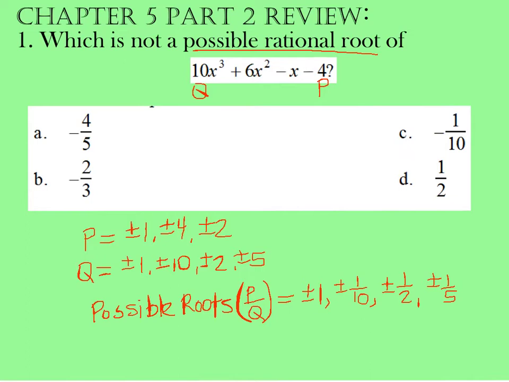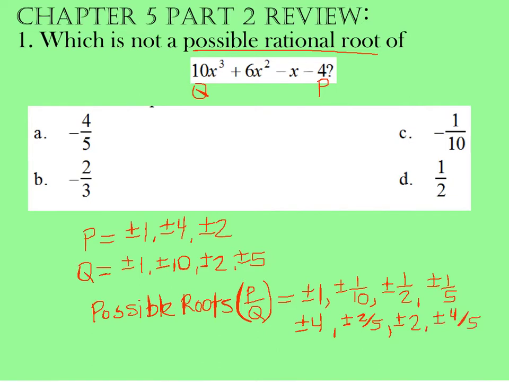Now I'll move on to 4. 4 divided by 1 is plus or minus 4. 4 divided by 10 reduces to plus or minus 2/5. 4 divided by 2 reduces to 2. And 4 divided by 5 is plus or minus 4/5.